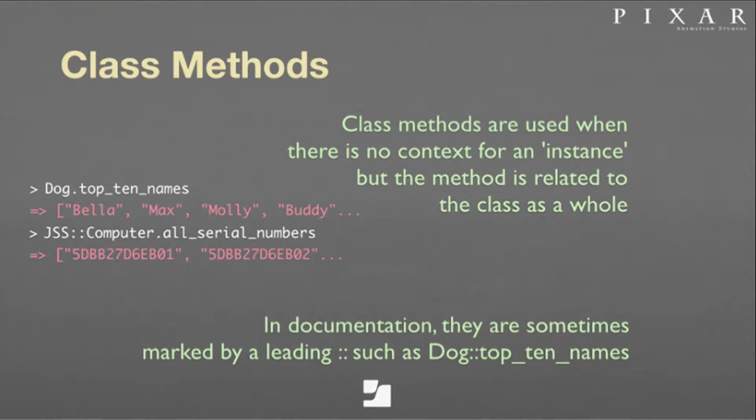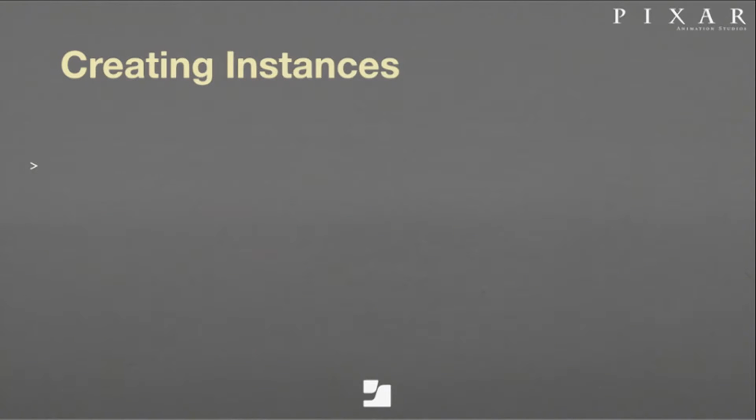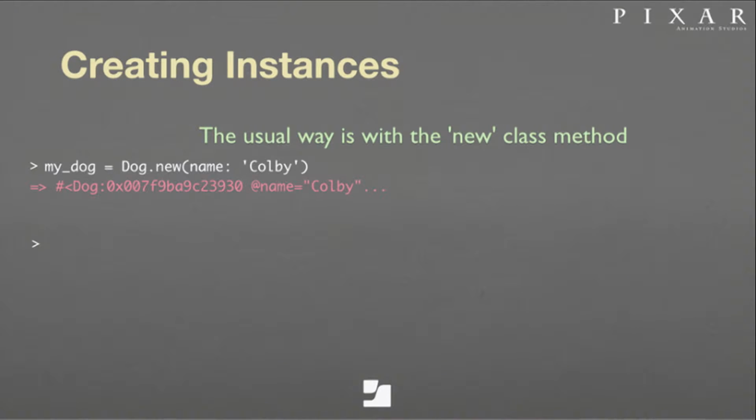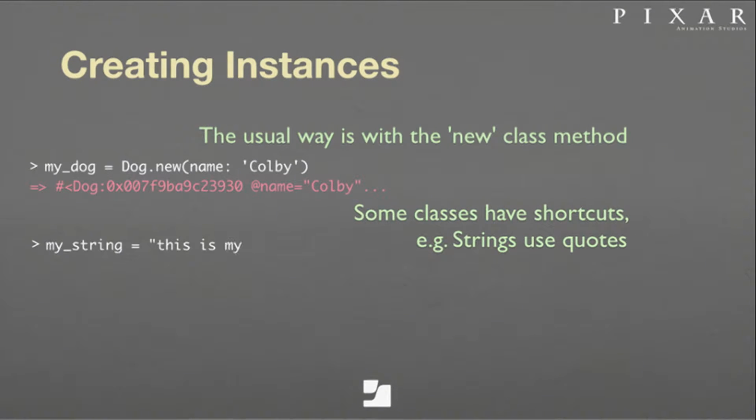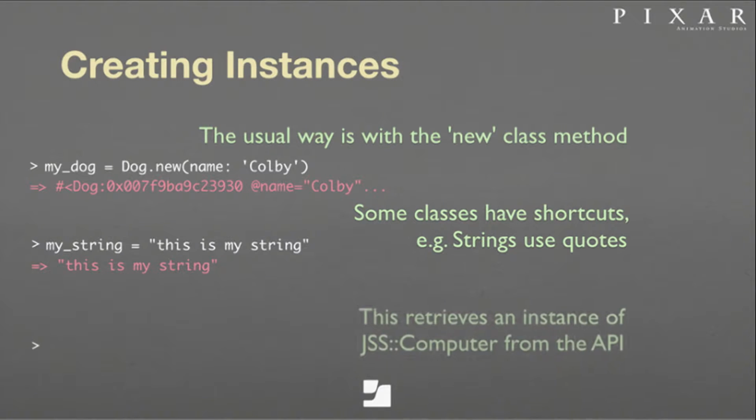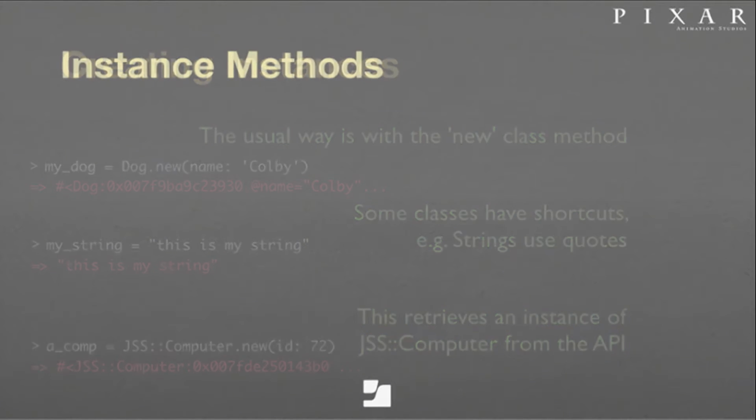Sorry, we're not going to get through it all if we stop and figure out everybody's problems, so I'll do it afterwards. Creating instances. The usual way to make an instance of a class is with the new class method, and go ahead and, hang on, hit the wrong slide.